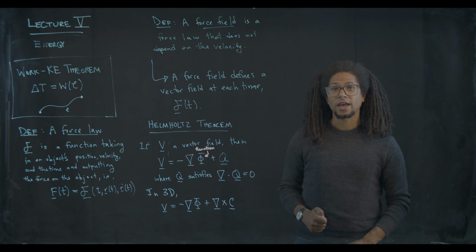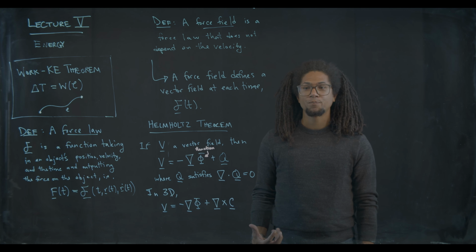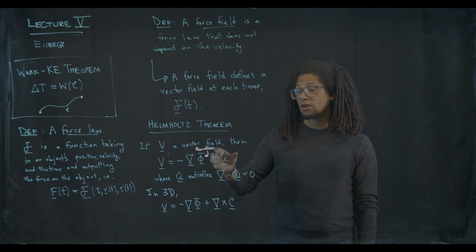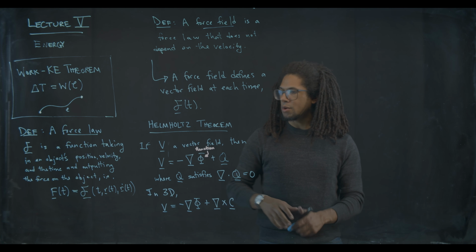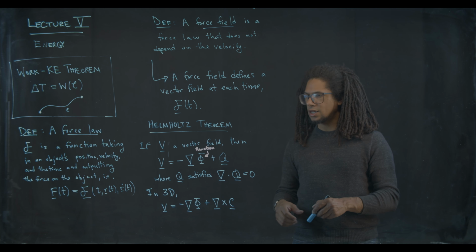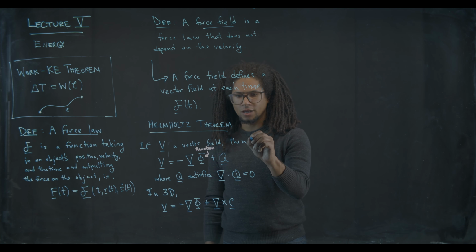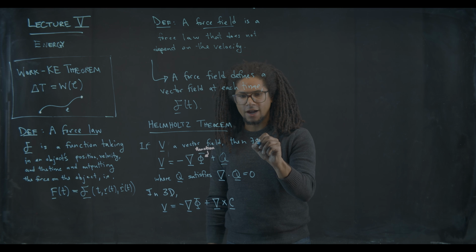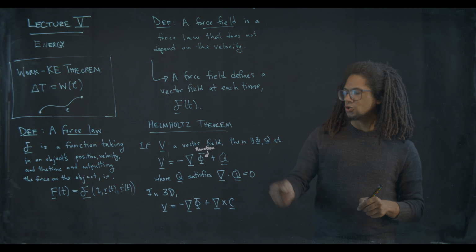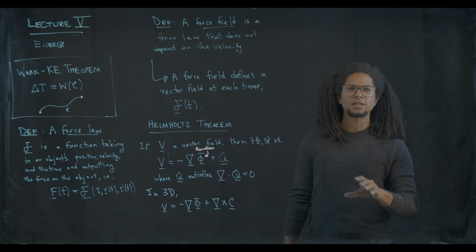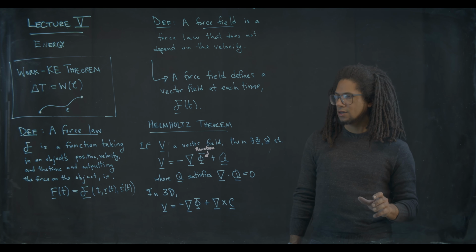One thing I haven't said is that these functions are unique. The Helmholtz theorem says that there exists a function that does this. So maybe I should say that explicitly: there exist phi and q such that that is true. But it doesn't say that we could find them uniquely.